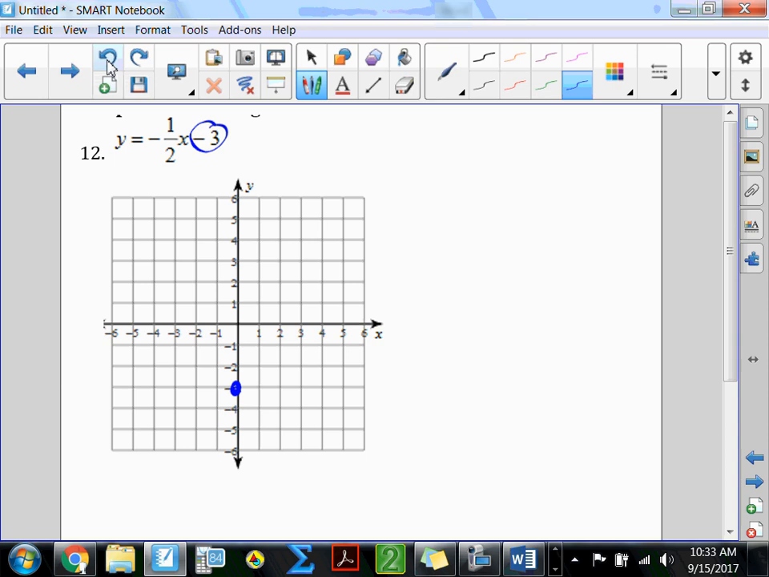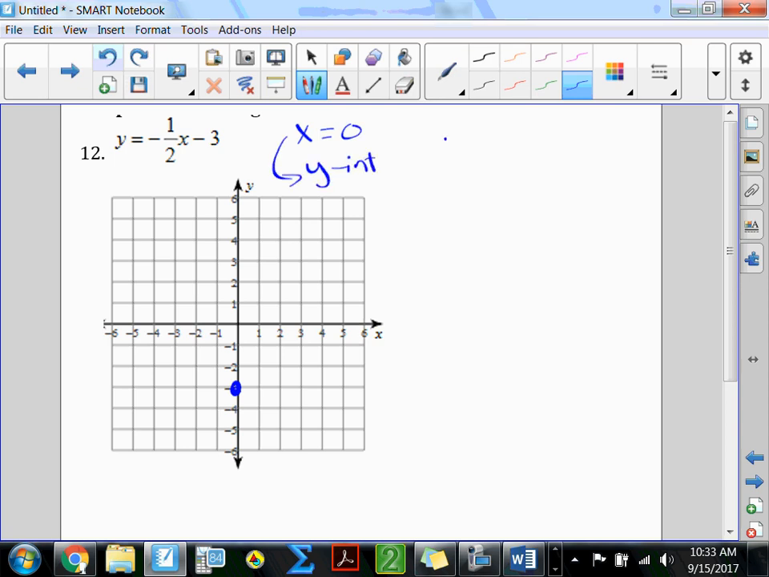When written in slope-intercept form, the number without the x, which has the -1/2, is the y-intercept. To make sure we understand why that is the case, remember that the y-intercept comes from letting x equal 0. That will give me the y-intercept.